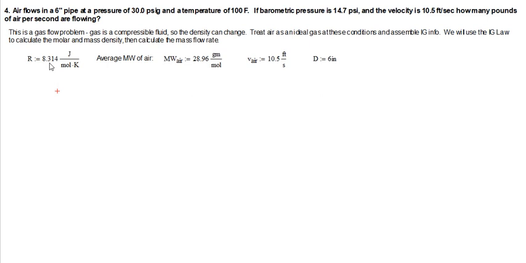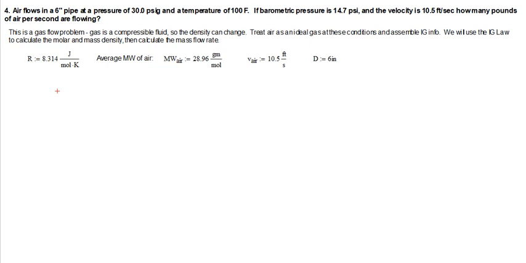So we need the ideal gas constant, and note that I'm going to be working primarily in a mix of SI and American engineering units, but R is 8.314 joules per mole Kelvin. We can look up the molecular weight of air, which is 79% nitrogen, 21% oxygen. That's 28.96 grams per mole. We're told the velocity of the air is 10.5 feet per second, and the diameter is 6 inches. Now, the good thing is it looks like the temperature is not changing.